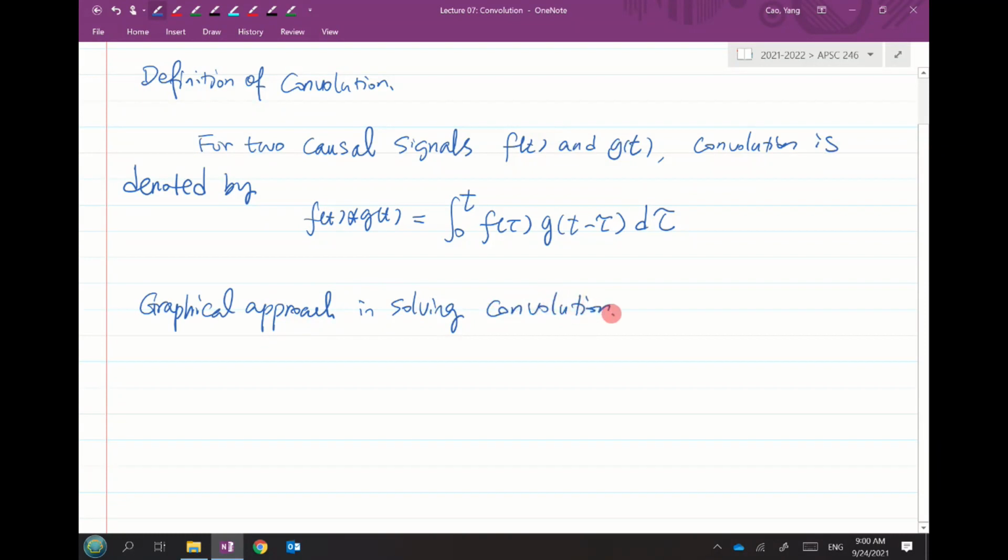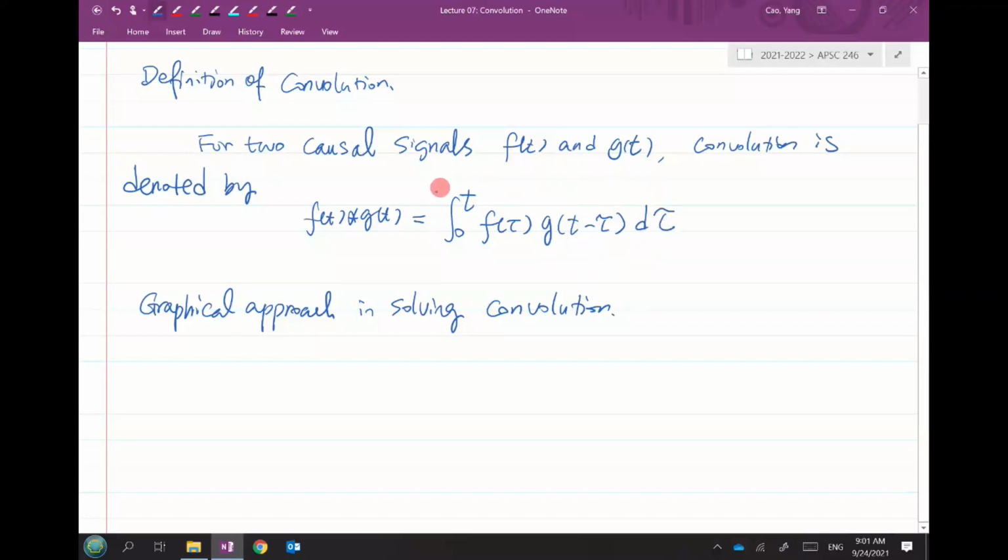All right, good morning. Let's get started. So we'll look at convolution through an example, which will demonstrate this so-called graphic approach. Convolution, we have given the definition in the previous lecture. The definition is very straightforward. If you have two causal signals, f of t and g of t, then the convolution is denoted by the following operation. We use a star between the two signals to represent the convolution, and the actual operation is given by this integral.